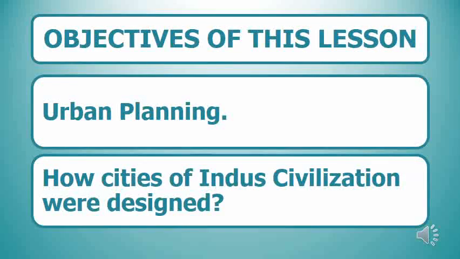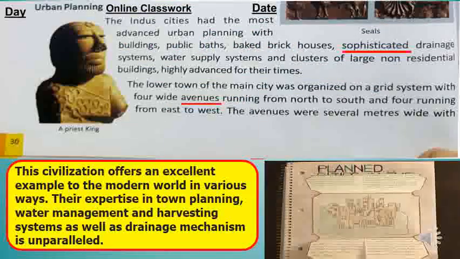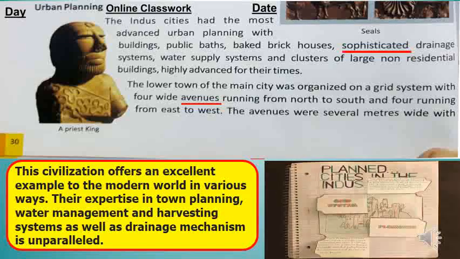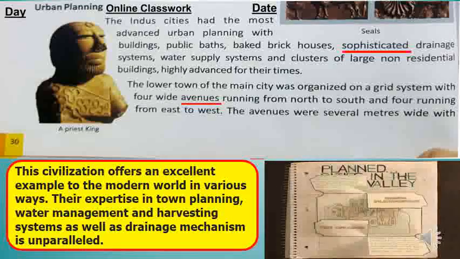Let's have a look at the objectives of this lesson. After taking this lesson, dear students, you will be able to know about the urban planning in Indus Valley Civilization, and you'll know how the cities of Indus Civilization were designed. I hope, dear students, that you have opened page number 30 of your history books. So now let's get started with today's lesson. You have to write down the day, date, and online classwork, and let's begin.